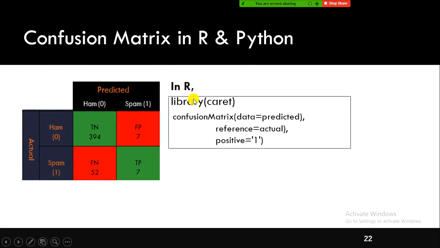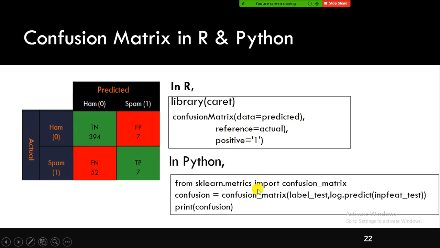In R, this package is used to generate the confusion matrix. There is a function called confusionMatrix available as part of caret. Here you need to specify the predicted value, the actual value, and positive equal to 1. This will generate the confusion matrix. In Python, this is the method we'll be using: confusion_matrix, available as part of sklearn.metrics. By passing the actual values from your test data and the predicted values of test data as arguments to this method, we can print the confusion matrix.